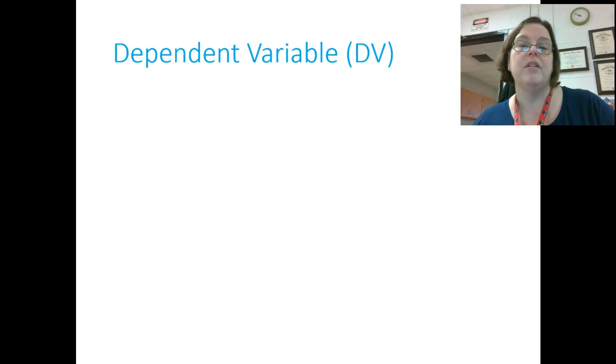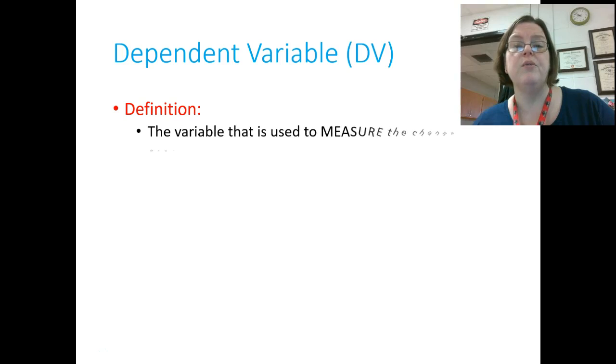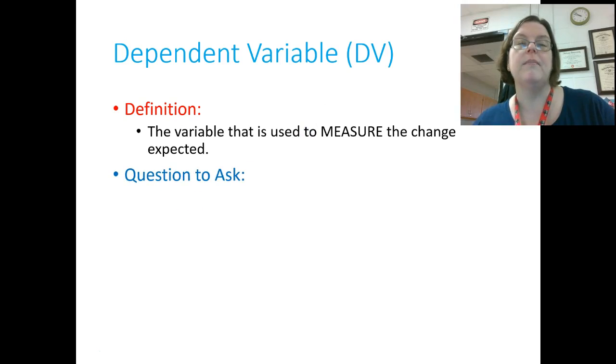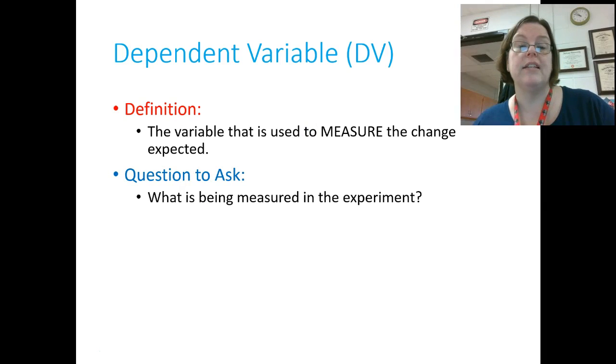So dependent variables, the DV. The definition for dependent variable is the variable that is used to measure the change expected. So we have to measure something. This one has to be measured. It has to have a unit. It has to have something that we can do. Sometimes we measure a quality, a color change. So the question to ask: what is being measured in the experiment?